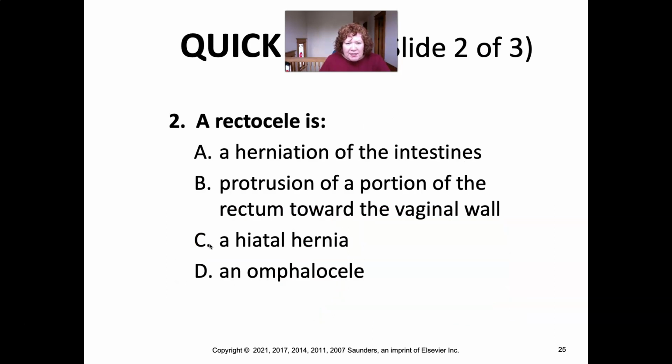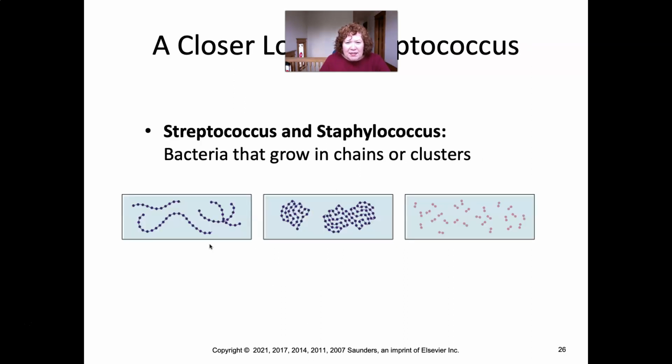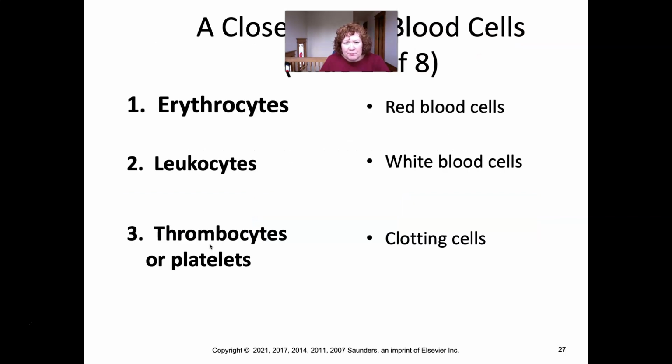So a rectocele is what? We just covered that. It should be B. All right? Streptococcus and Staphylococcus. Those are bacteria that grow in chains or clusters. And there's more about staph and strep in your book. Recommend looking at it there.